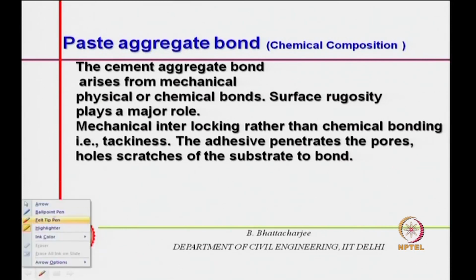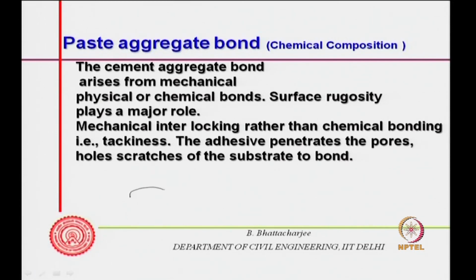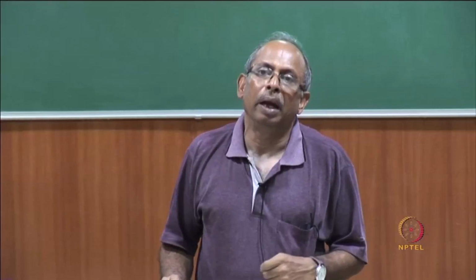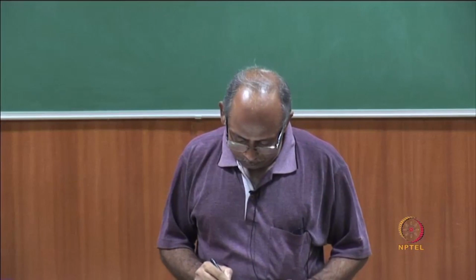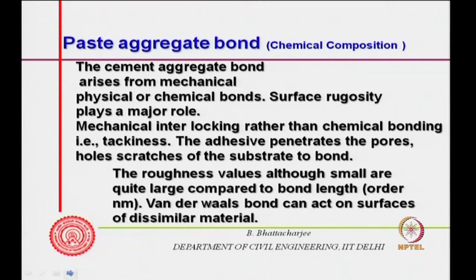Supposing you have got a surface like this with some holes here, some holes here, honeycombed aggregate surface, exaggerated, and the material goes inside this. So, it creates bond. So, adhesive, that is our paste, will penetrate inside to the substrate and creates the bond. That is what I showed in the earlier diagram also, that is mostly mechanical. The roughness values, although small, are quite huge compared to the bond strength, bond length.